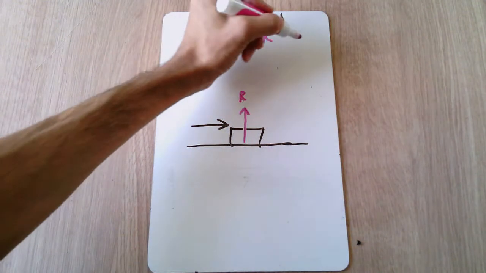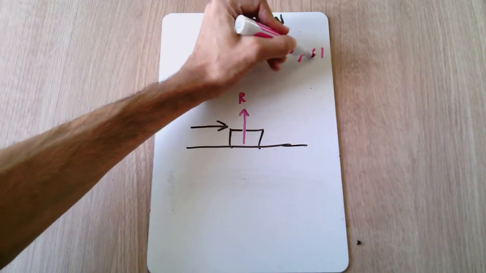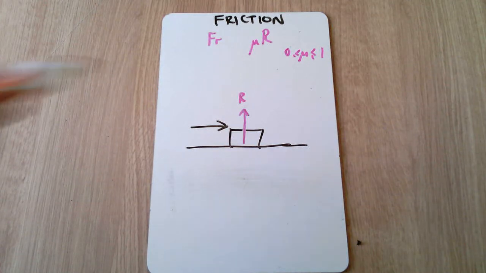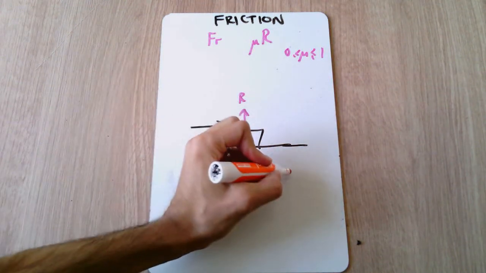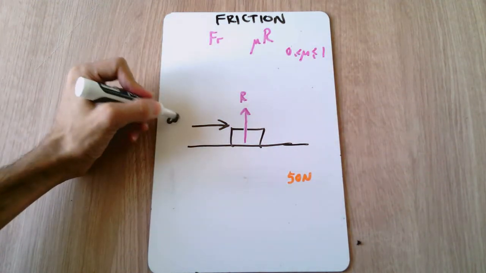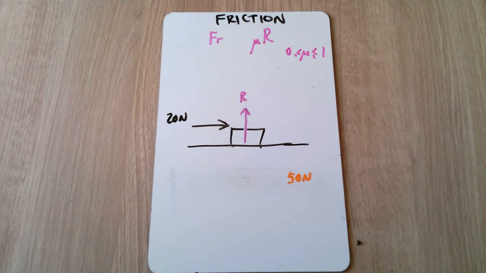Mu as a value varies between 0 and 1, where 0 is a surface that's completely smooth and 1 is the maximum that the coefficient of friction could be. So let's think about this logically. Let's say, for example, the value of mu R for this scenario is equal to 50 newtons, and I start pushing forward with a value of 20 newtons. What would be the value of friction in this case, and which direction would friction act in?